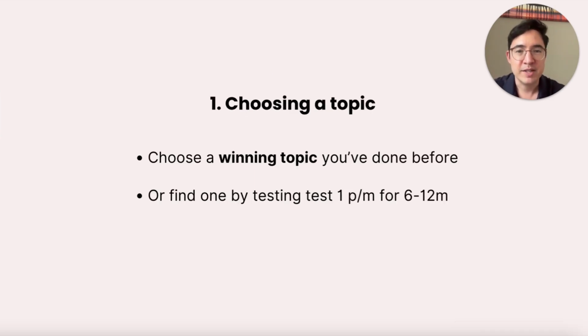So the first step is you need to choose a topic. Hopefully you have a winning topic, but if you don't, you're probably going to need to test one. I suggest testing one topic a month for say 6 to 12 months. You can do more, but it's difficult to test more than one topic a month because you need about 4 weeks to promote a webinar. So just keep that in mind.